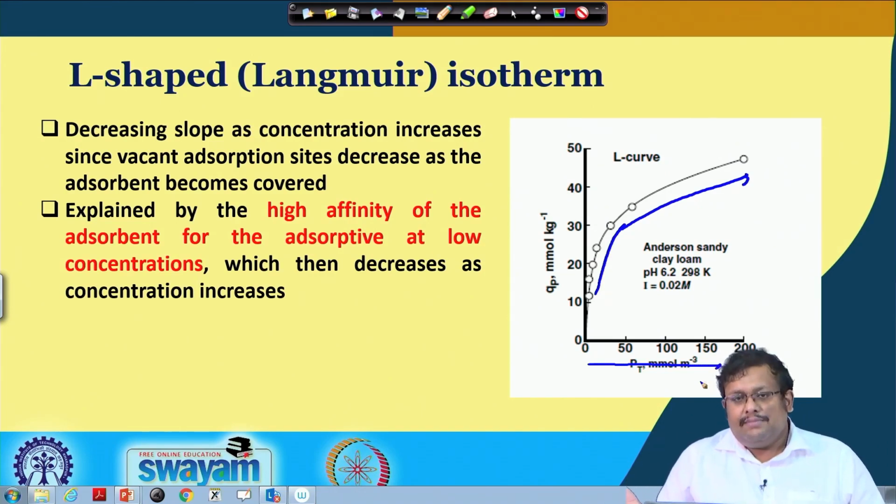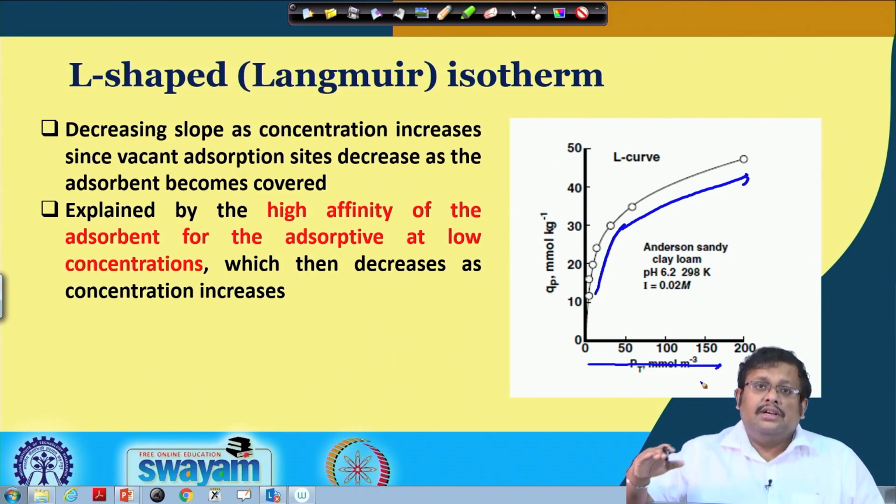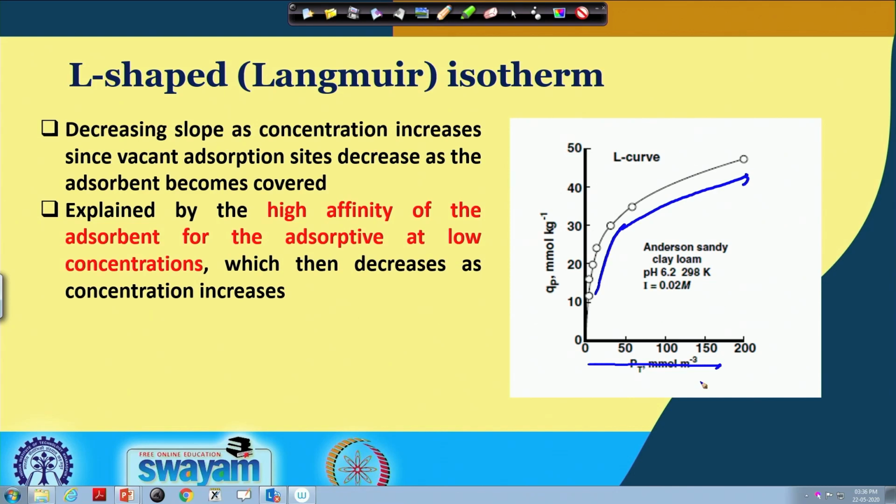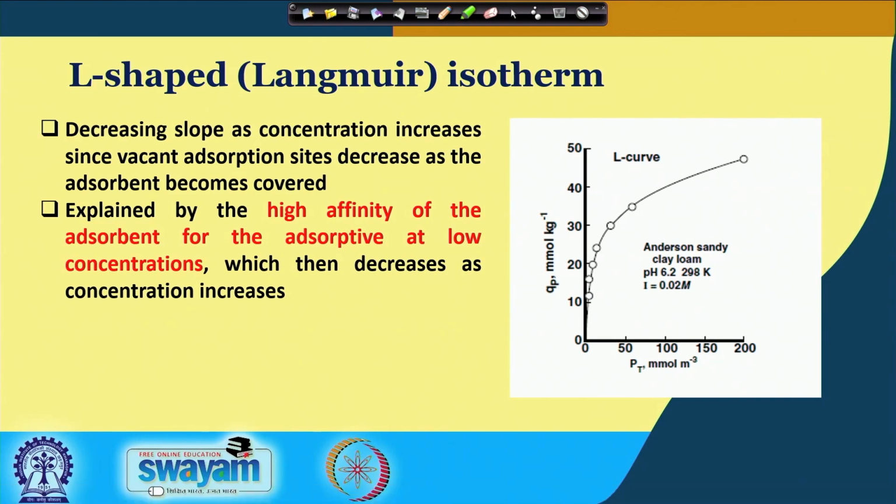We will see in details when we will discuss the Langmuir isotherm equation. Basically it is for monolayer adsorption, and as the adsorbent sites become covered, obviously there will be less adsorption and ultimately the slope will decrease further. This is explained by the high affinity of the adsorbent for the adsorptive at low concentration, which then decreases as concentration increases. So, this is the example of the L-shaped Langmuir isotherm.